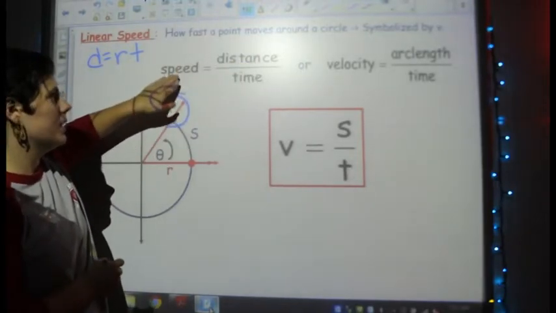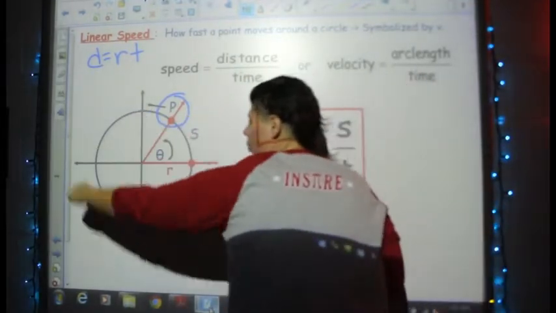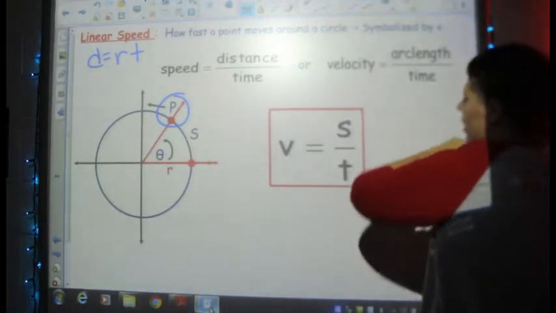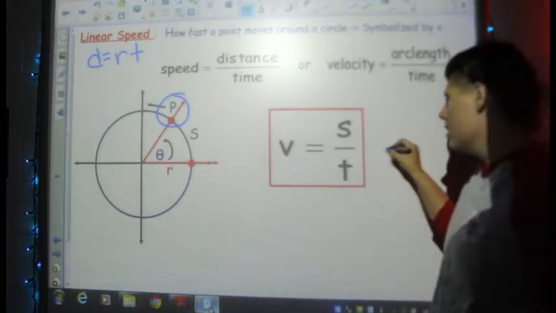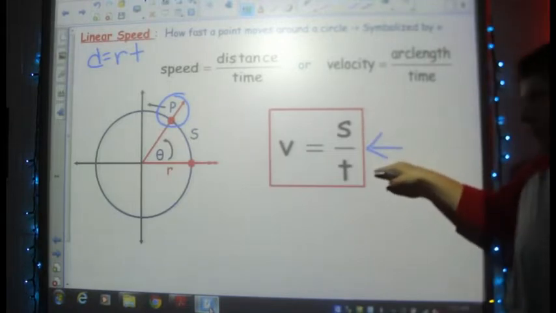Now, in math we tend to call speed velocity. And in this case, the distance, since we're going around a circle, is going to be the arc length, which we already talked about. And then, of course, time stays the same. So we have velocity equals arc length divided by time.